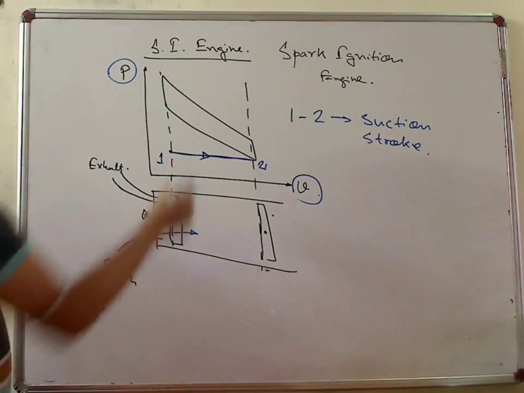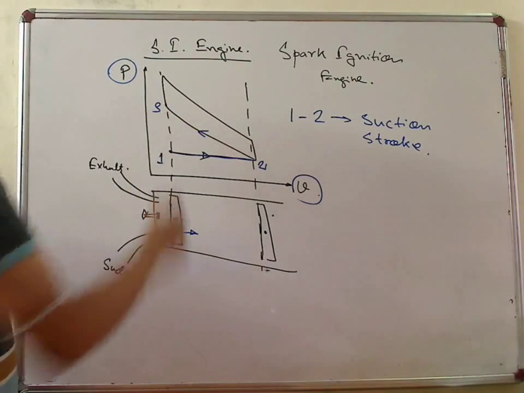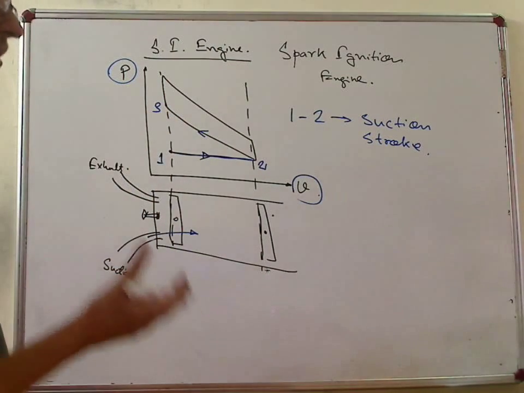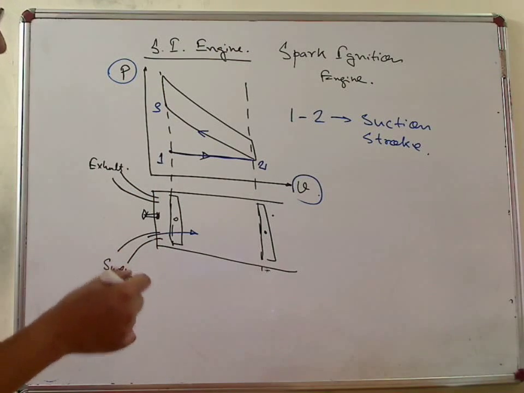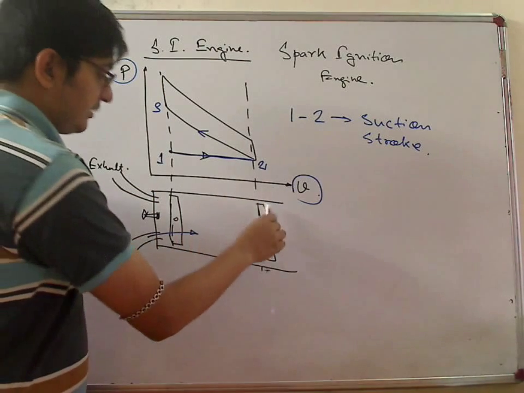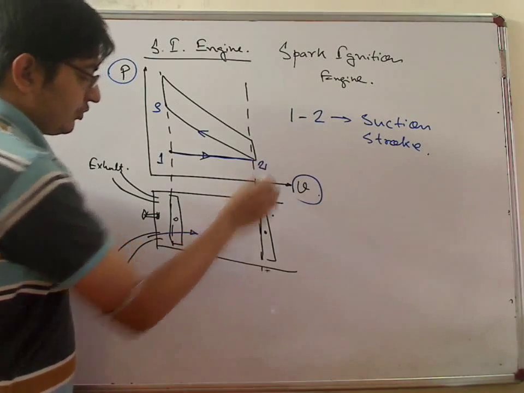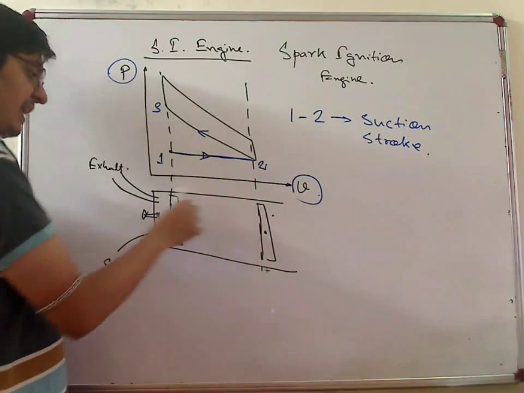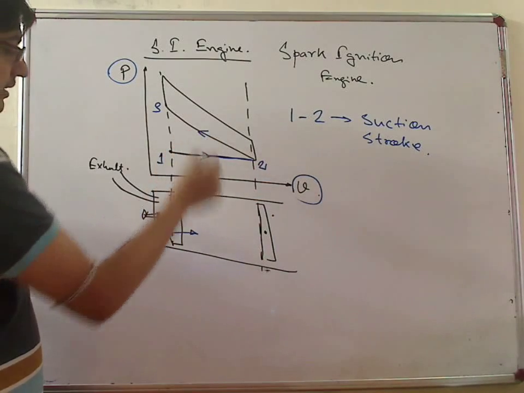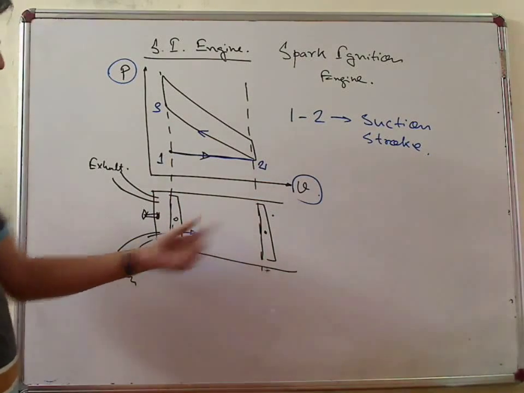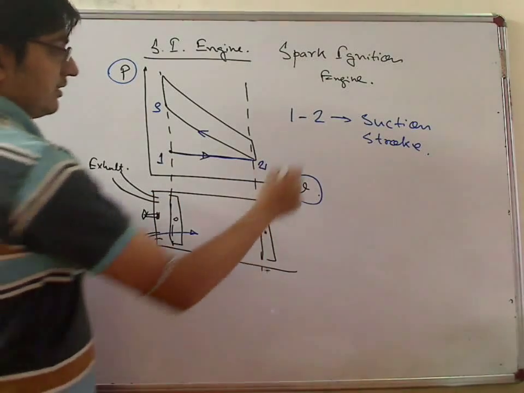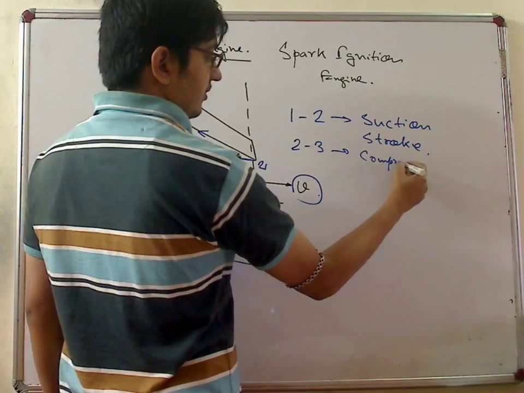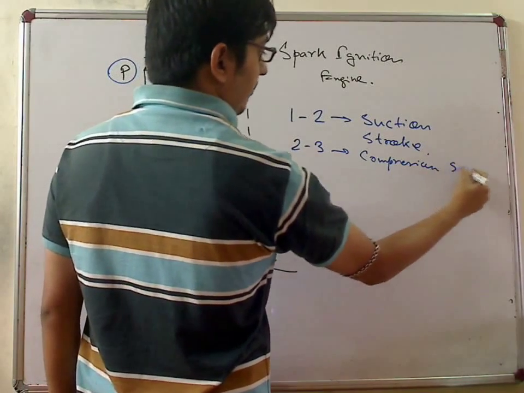Now, we can't burn any charge without a high temperature or pressure environment. So this piston, now at position 2, the piston here, now it moves like this. So it compresses the charge here. So this 2 to 3 is the compression stroke.